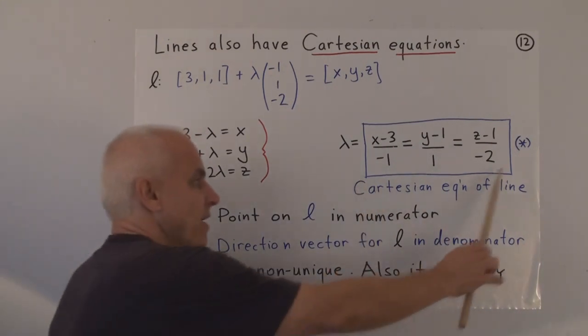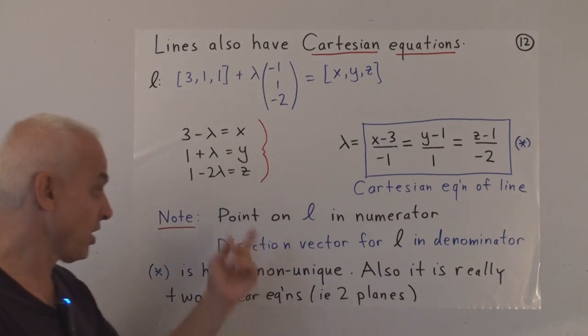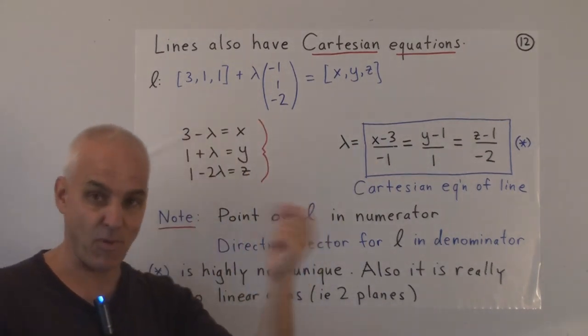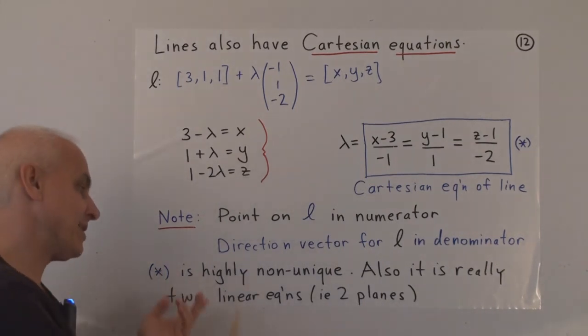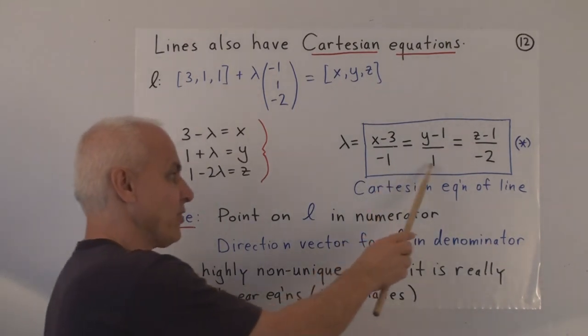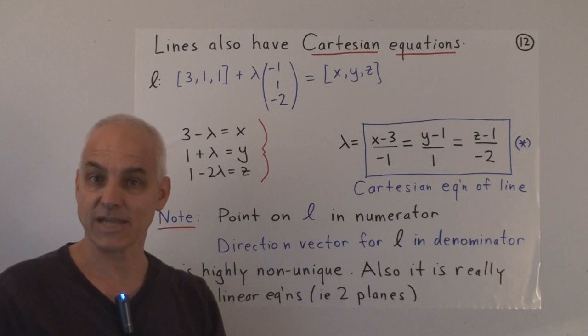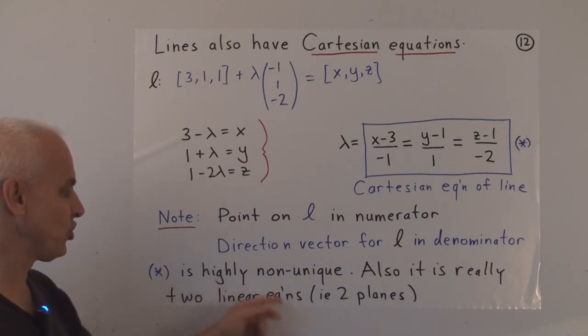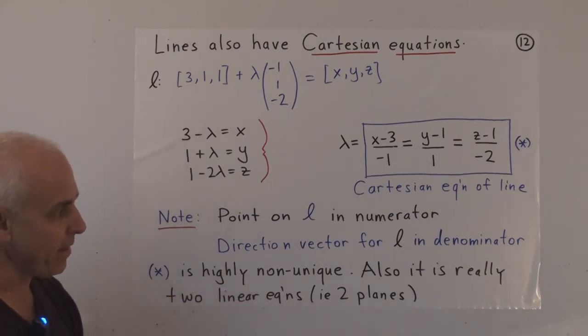And I point out once again that this is highly non-unique because we could replace the point (3, 1, 1) with any other point on the line. And instead of the direction vector, we could multiply that by any scalar and it would still be the same. And I've already pointed out that it really is two linear equations.